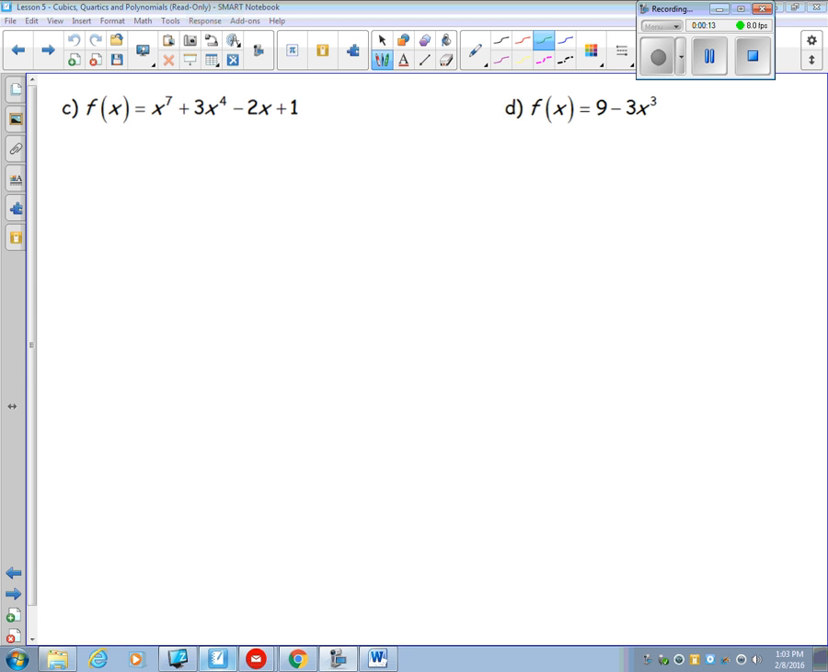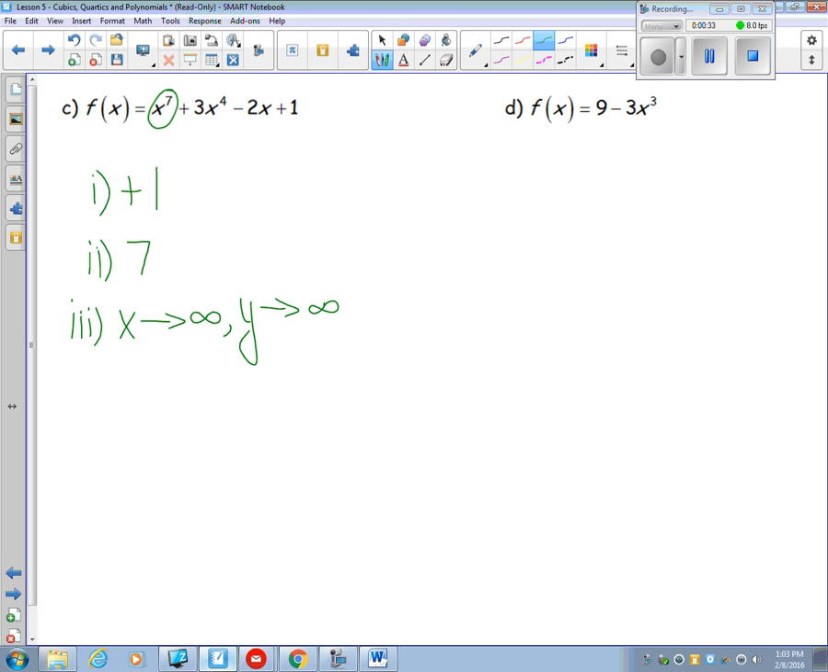Okay, so the first thing we want to do, find our leading coefficient. Look for the highest exponents right there. The number in front of that is a positive 1. My degree, our highest exponent, is 7. My end behavior, as I go to the right, it's a positive leading coefficient, so I'm going up. As I go to the left, it's an odd degree, so I have to do the opposite. I go down to the left.